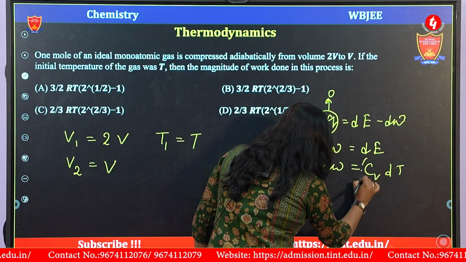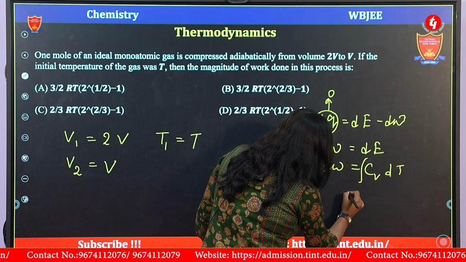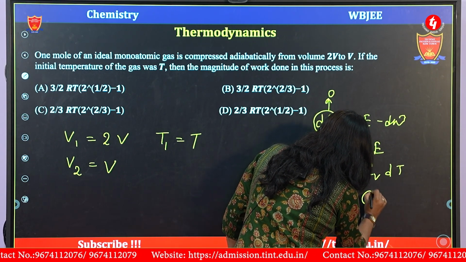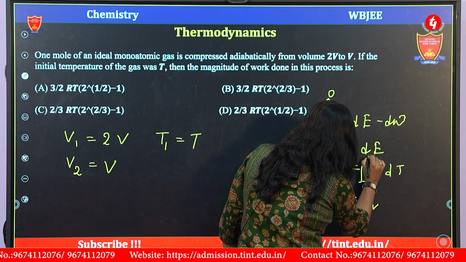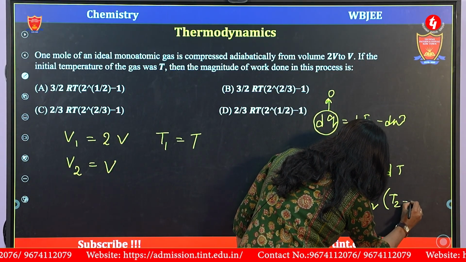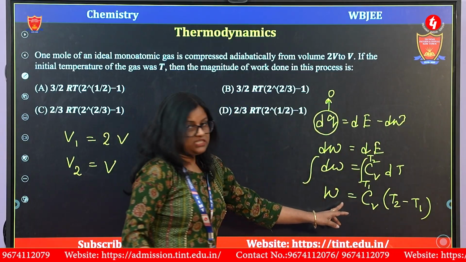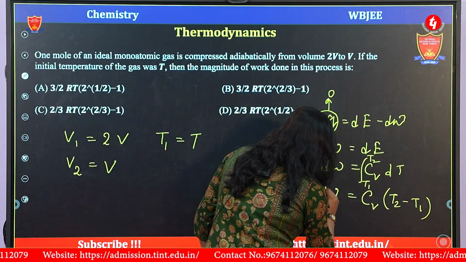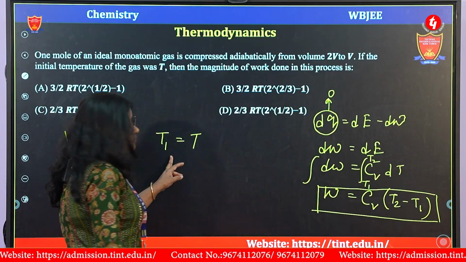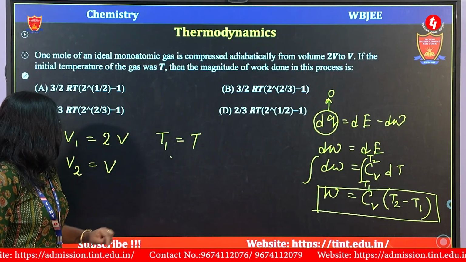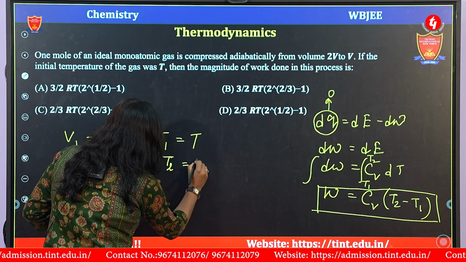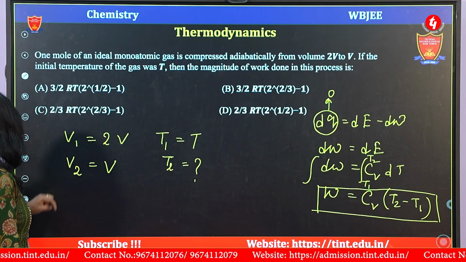Total work done, at constant Cv, is W equal to Cv integrated from the temperature change T1 to T2, initial to final temperature, which gives Cv (T2 minus T1). This is the expression of work done. Here we know the value of T1, which is equal to T, but we do not know T2. We have to find T2 in this expression.